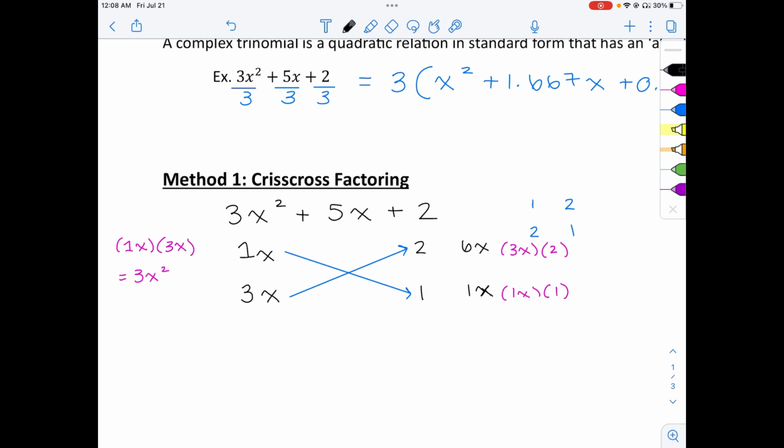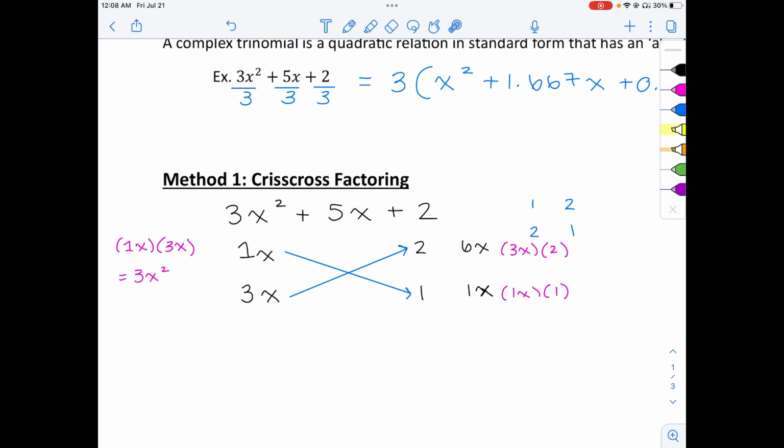So I'm multiplying following my crisscross, and you want to make sure that you write them in the same spot. So like 3x times 2, write it beside here. If you put it down here or swap them, you're going to get your answer all mixed up. So just don't do that. So follow the arrow like here, 1x times 1, write the answer beside it.